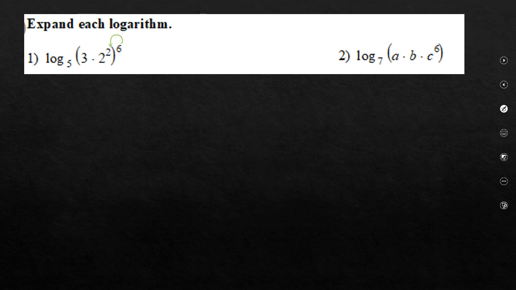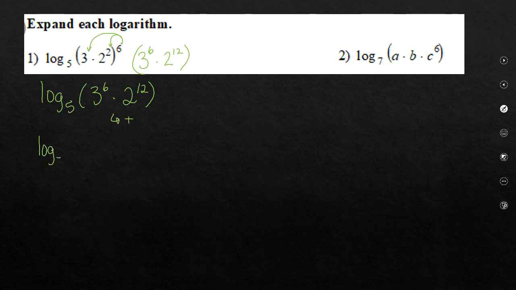So we're first going to use our power property of exponents and multiply 3 to the 6th power, and then 2 squared to the 6th would become 2 to the 12th power. So our argument is now 3 to the 6th, 2 to the 12th. So we'll write log base 5 of 3 to the 6th multiplied by 2 to the 12th power. Because they are being multiplied together, then I can separate those with addition. So log with the same bases for each term, log base 5 of 3 to the 6th plus log base 5 of 2 to the 12th power.